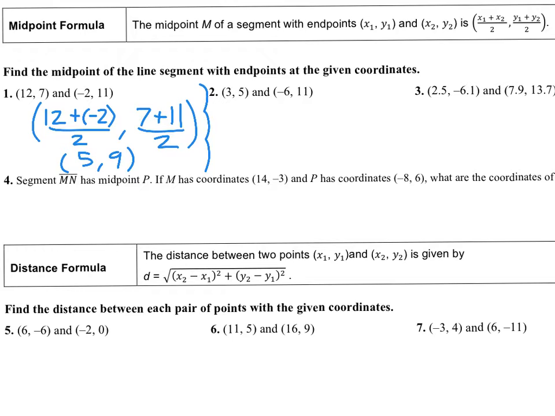Okay, so for number 2, I add the x's together and divide by 2. I add the y's together and divide by 2. So this is going to be negative 3 over 2, comma 8.